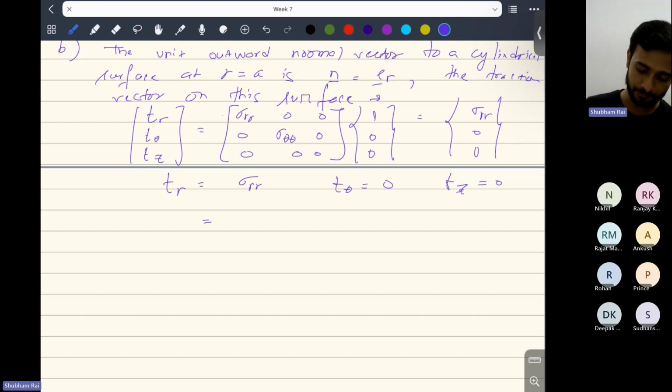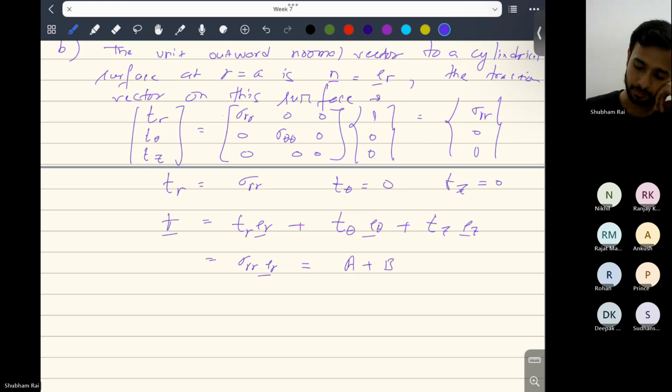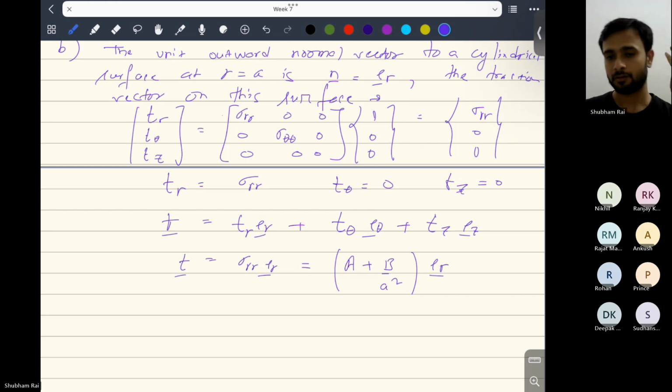So sigma rr, you already know what it is. If you write the traction vector, that is t_r e_r plus t_theta e_theta plus t_z e_z. So the last two terms are zero, so you have t_r e_r, which means sigma rr e_r. Sigma rr is nothing but A plus B by r square, and r is equal to a in this case, so A plus B by a square. So this will be the traction vector on a surface with radius r is equal to a.